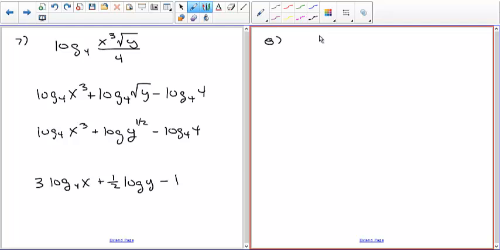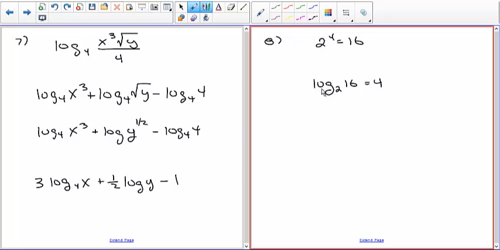Okay, next says write the logarithmic expression in exponential form, or exponential and logarithmic form. So remember, the base of the exponent is the base of the logarithm. The answer is the argument of the logarithm, and the exponent is the right-hand side. So the base is always easy because you can just put the base right there, and then you just switch the two. This goes to this side, this goes to the other side.